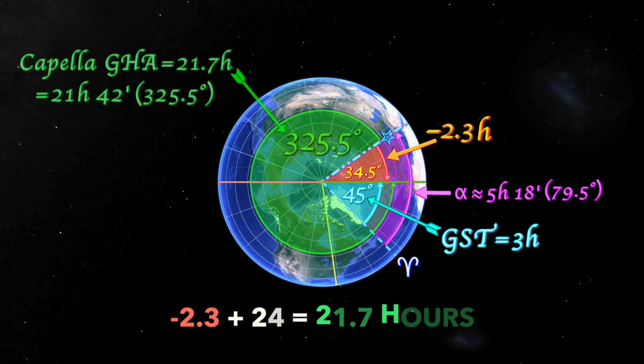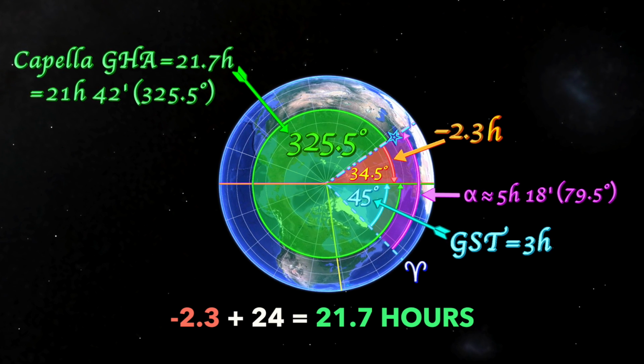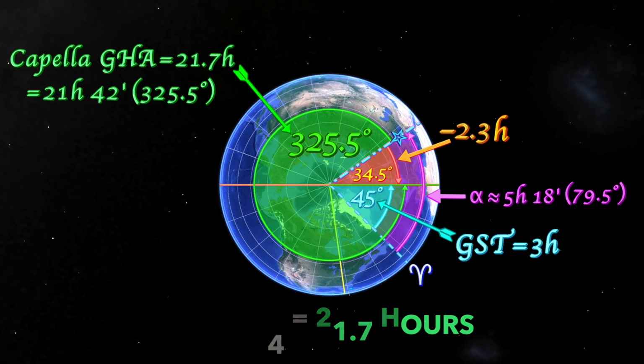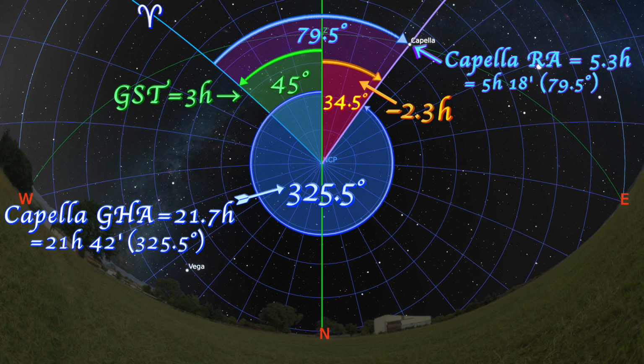This results in a positive Greenwich hour angle of 21.7 hours, which is equal to 21 hours and 42 minutes, or 325.5 degrees east. We can confirm this result by locating Capella in the sky of Greenwich and noting its apparent angular separation from the meridian.